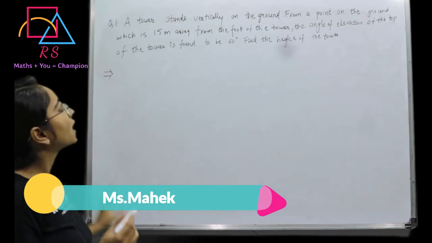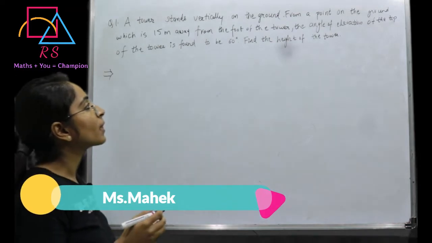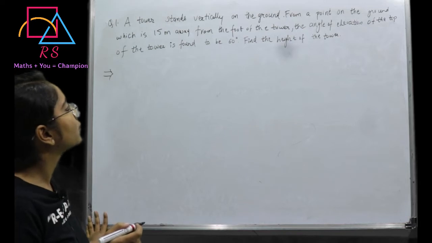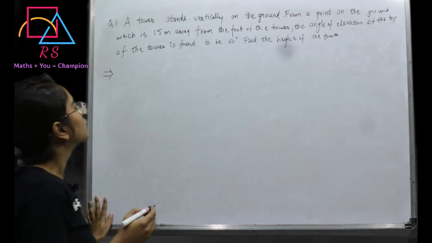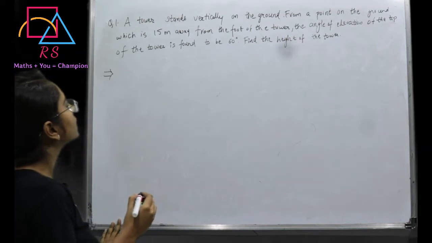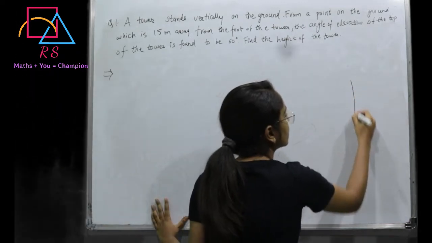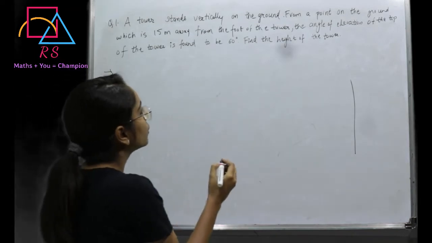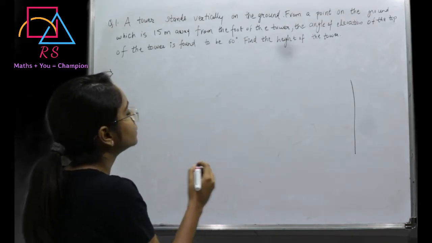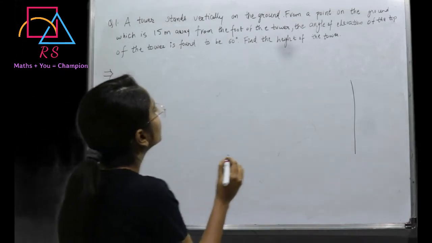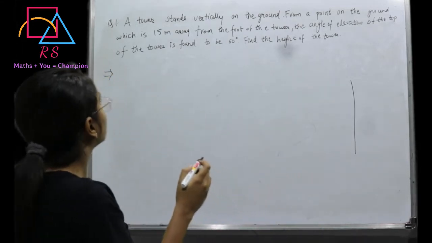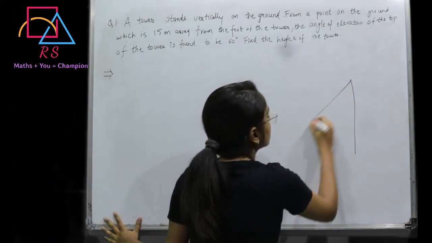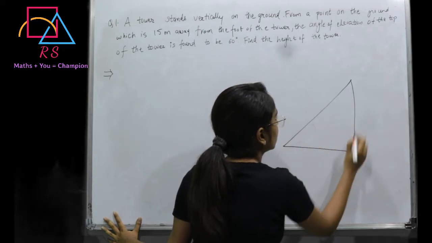The question says a tower stands vertically on the ground, and from a point on the ground which is 15 meters away from the foot of the tower, the angle of elevation of the top of the tower is found to be 60 degrees. So here we have to consider a tower which is standing on the ground. So this is the tower.